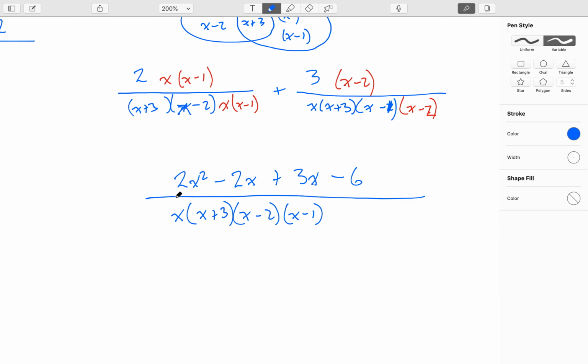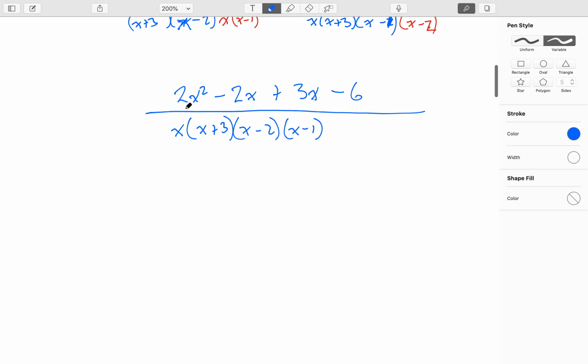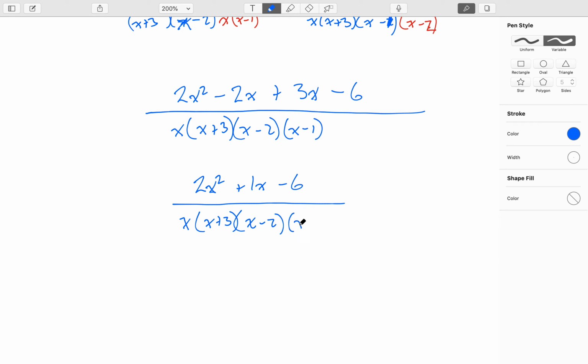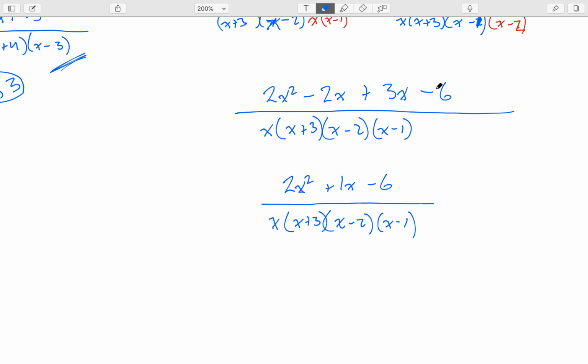I can't really cancel anything top and bottom, but I can simplify the top, right? So notice I've got 2x squared, minus 2x, 3x. I can put these together. So hang on, what do we get? The top is going to become 2x squared plus 1x minus 6. The bottom is x plus 3, x minus 2, x, x minus 1. There's my 4 factors. This thing looks like a trinomial. I bet you this thing will factor.